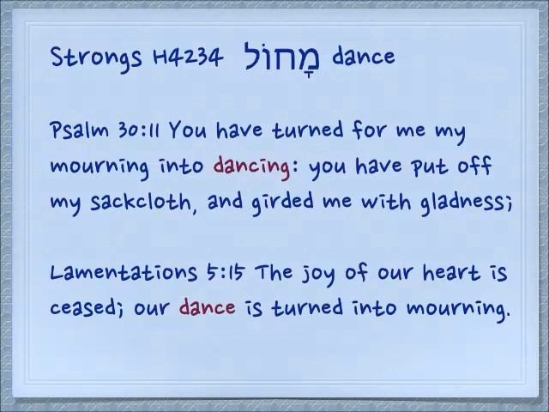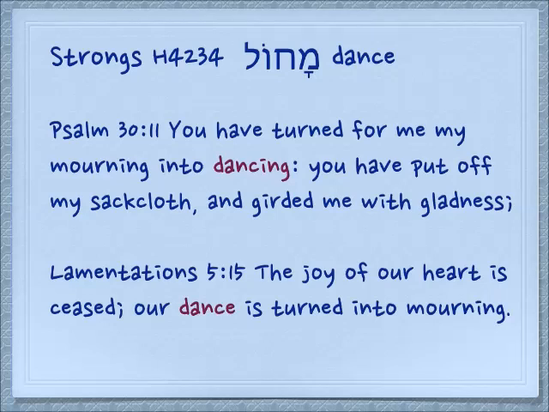Now there are a few other nouns which come from the same root, which mean dance. And as I talked about elsewhere, the mem in the front can just be a noun prefix. So we have the word machol, Psalm 30:11, "You have turned for me my mourning into dancing. You have put off my sackcloth and girded me with gladness."